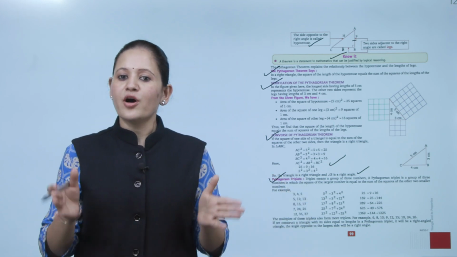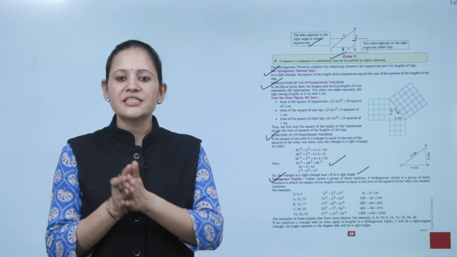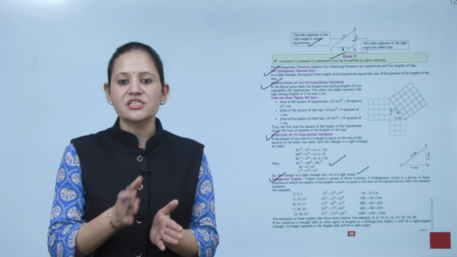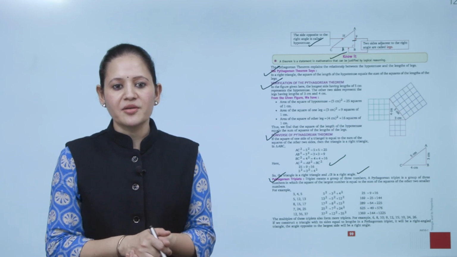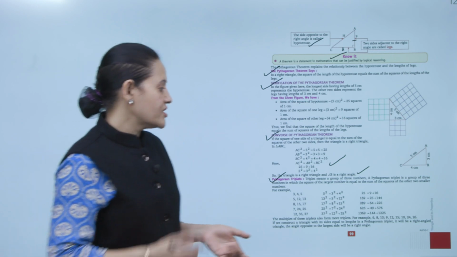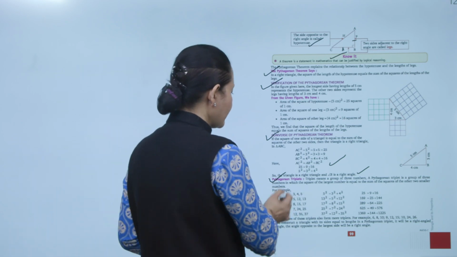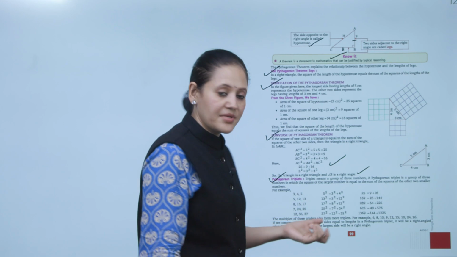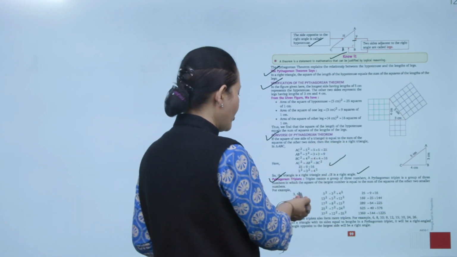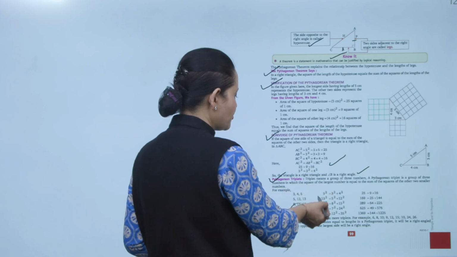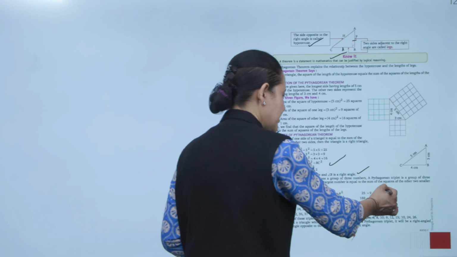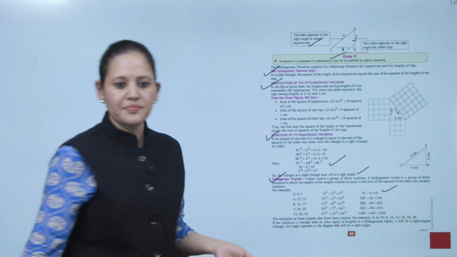Triplet means the group of three numbers. The Pythagorean triplet is the group of three numbers in which the square of the largest number is equal to the sum of squares of the other two smaller numbers. For example, 3, 4, 5. Three numbers are there. So, square of larger number means 5 ka square. That should be equal to the sum of squares of the two smaller numbers, means that should be equal to the square of 3 and 4. They are equal. That means they are Pythagorean triplets.